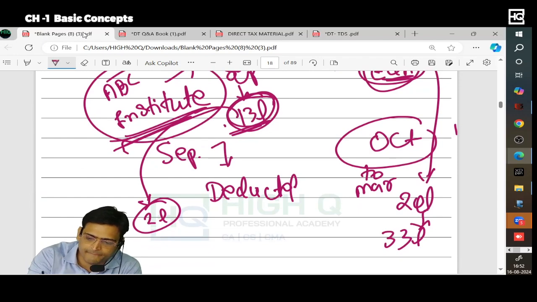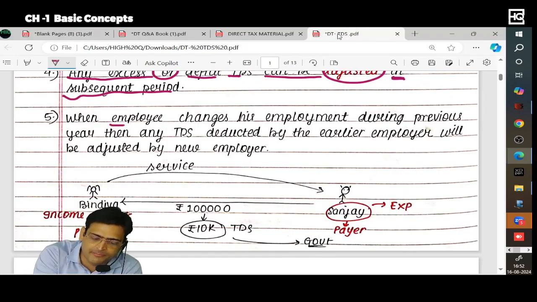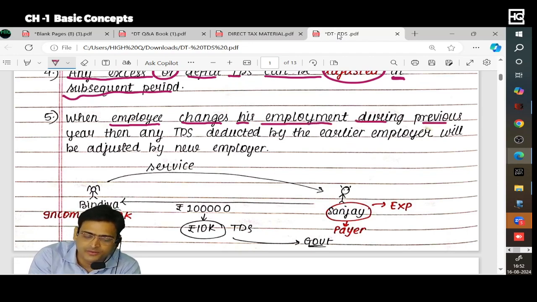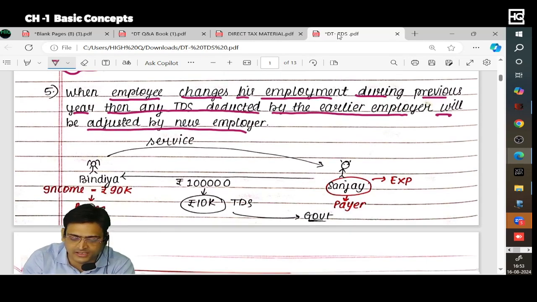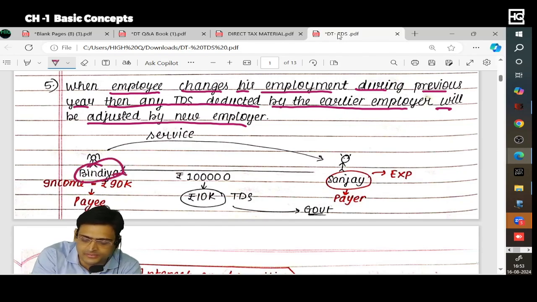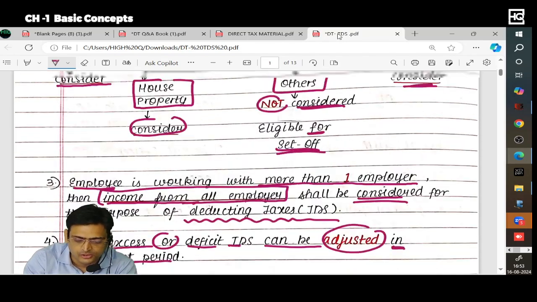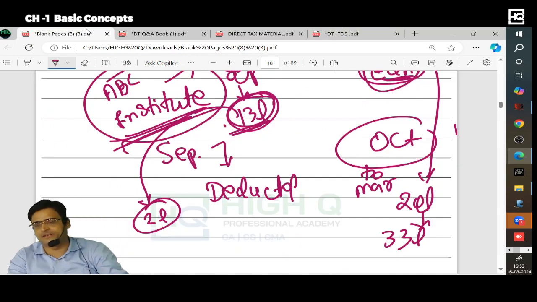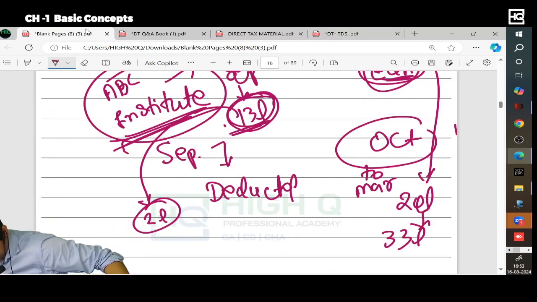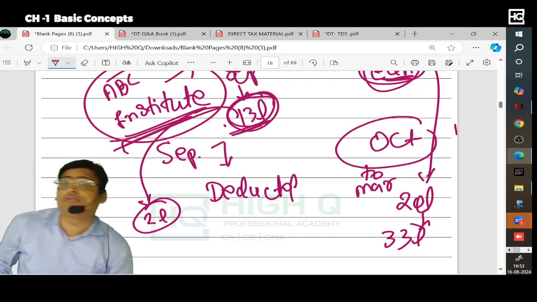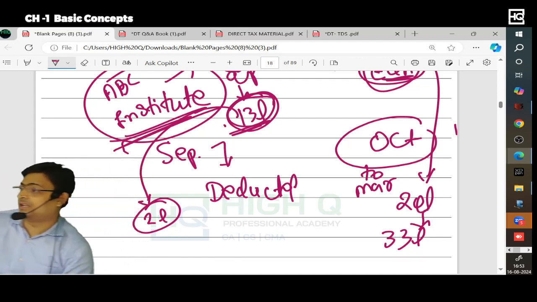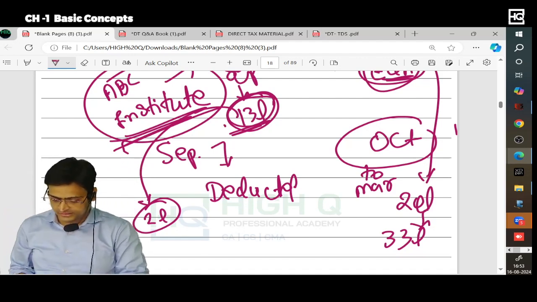So now what they are saying: when an employee changes his employment during the previous year, then any TDS deducted by the earlier employer will be adjusted by the new employer. Are you understanding? So this point is completed. Now I'll ask you a few things. First, can I say the employer will consider income of the employee of the entire year for the purpose of deducting TDS? Number one point. Is this clear to everybody?